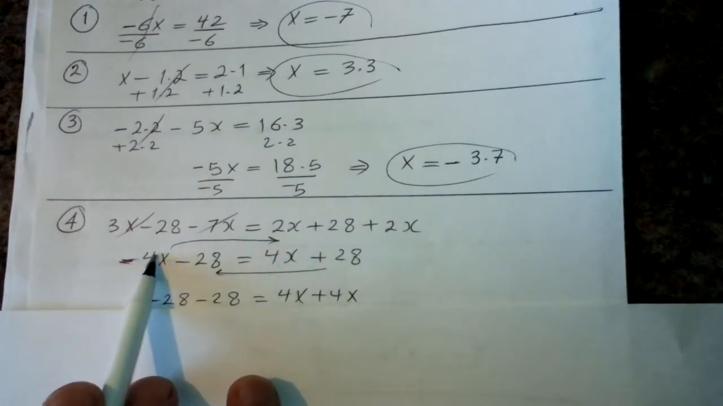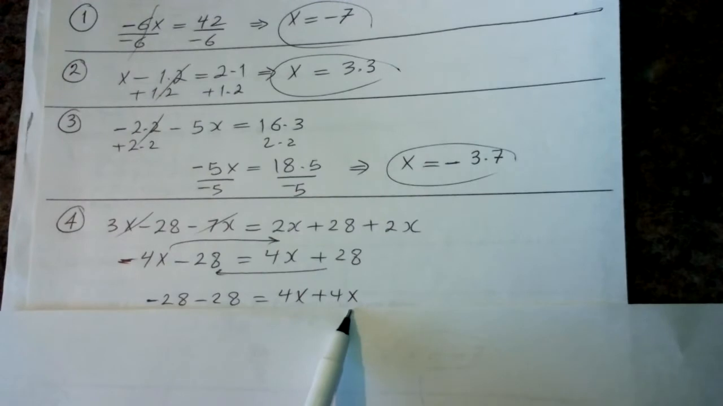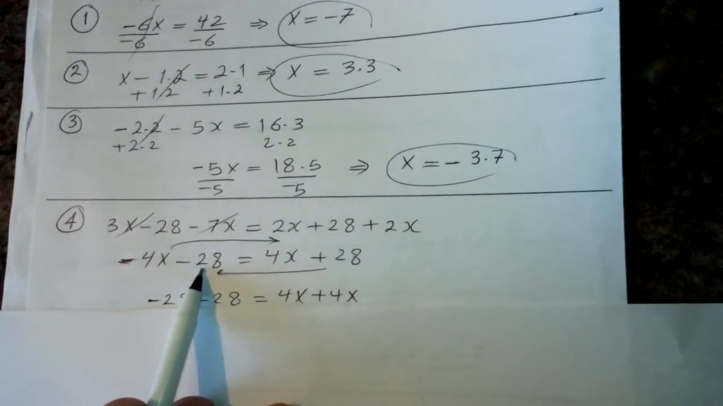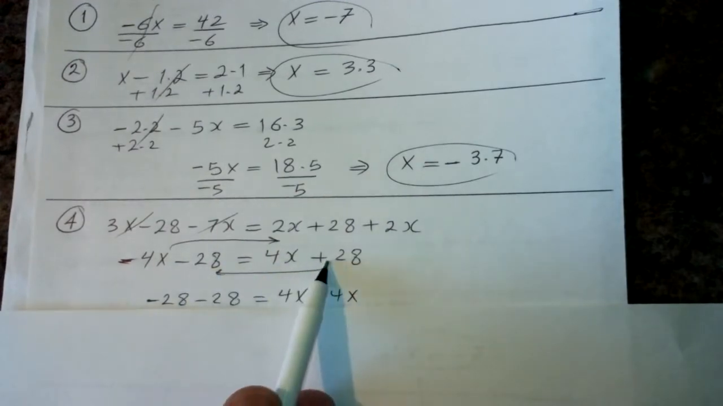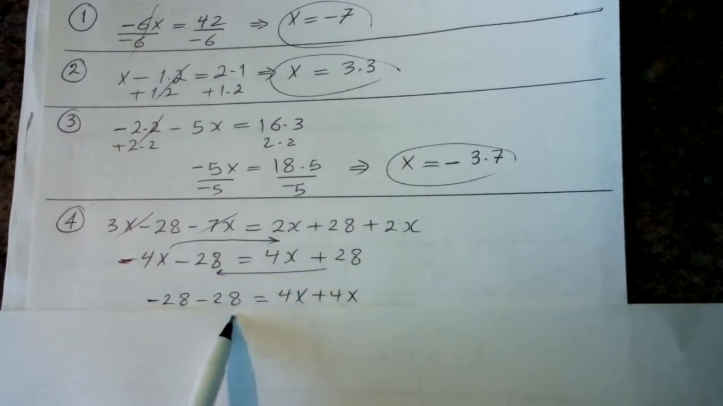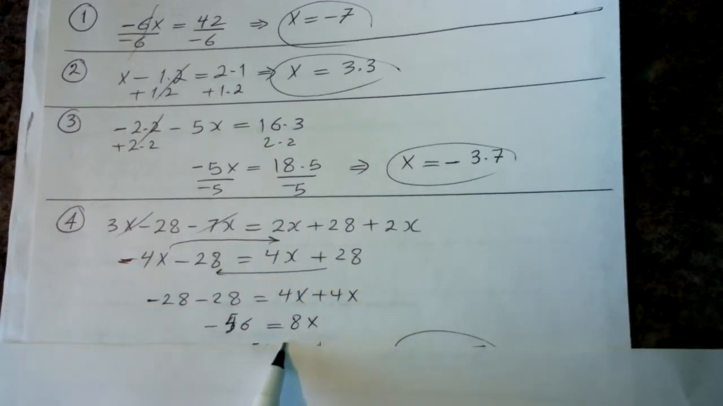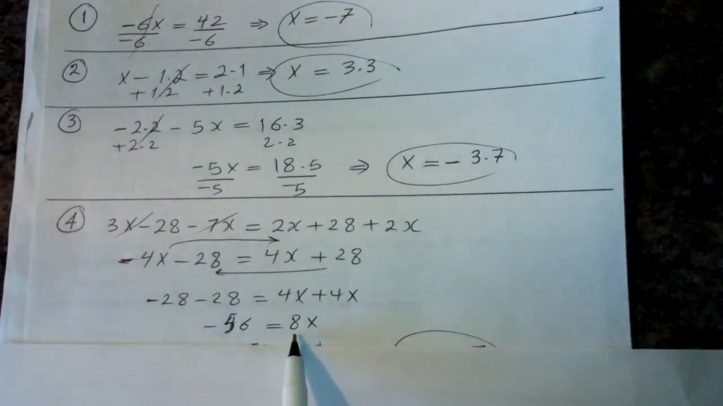So this -4x, when you move it to the right, is +4x. I already have -28. So I want to move +28 to this side. So that is -28, -56. Now, 8 multiplied by which number is 56? This is division now. See, because 8 and x is multiplication. Divide both sides by 8.